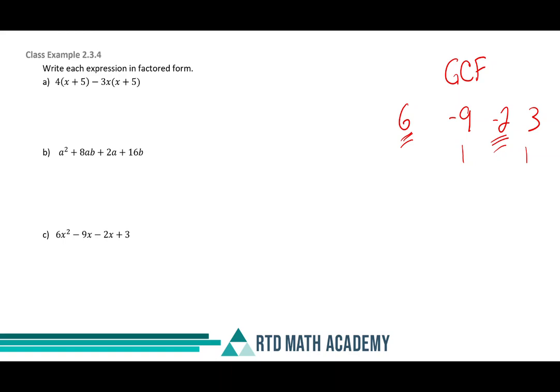The next I can see is my x's. I have an x squared, an x, and then nothing. So there is no greatest common factor. When that happens, and we've got 4 terms, we are going to go to factor by grouping.